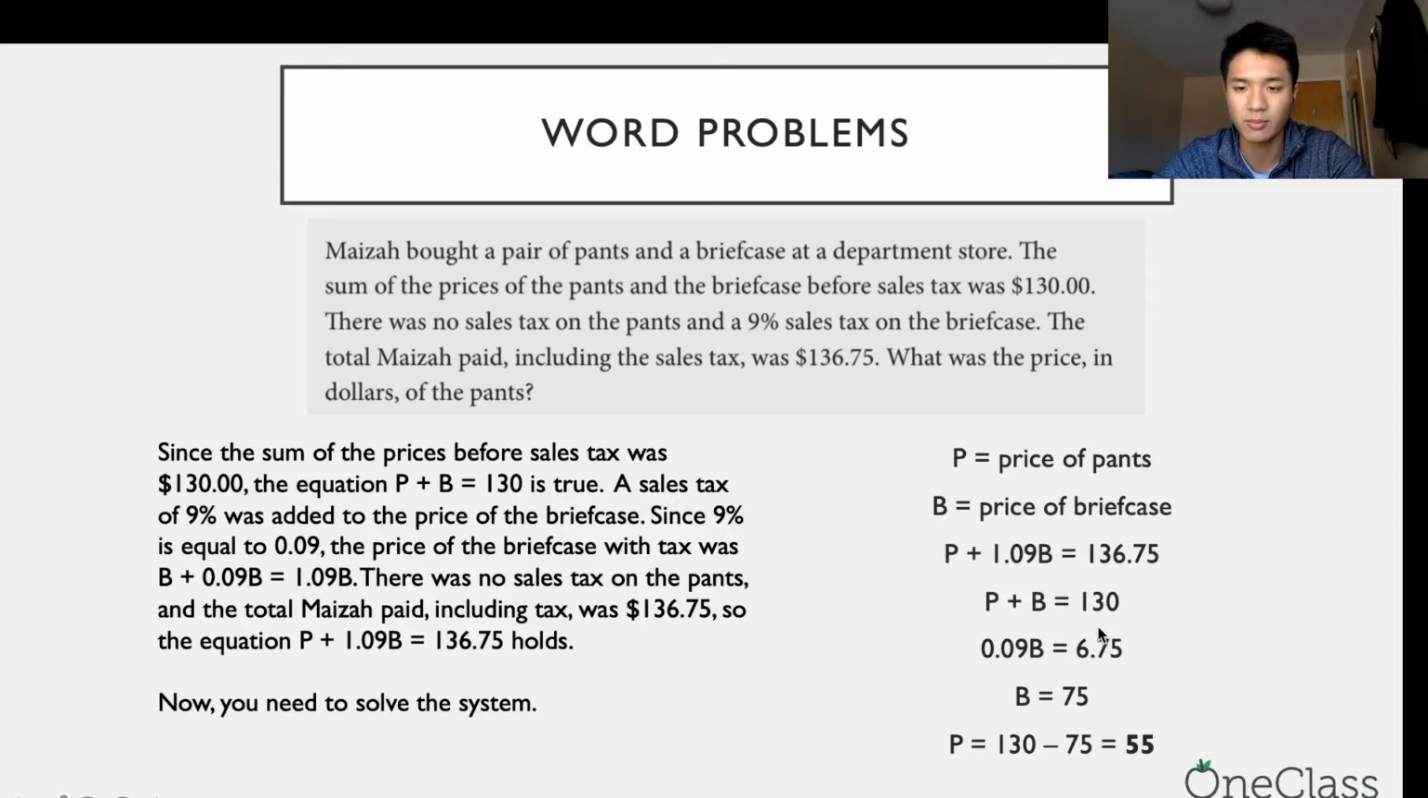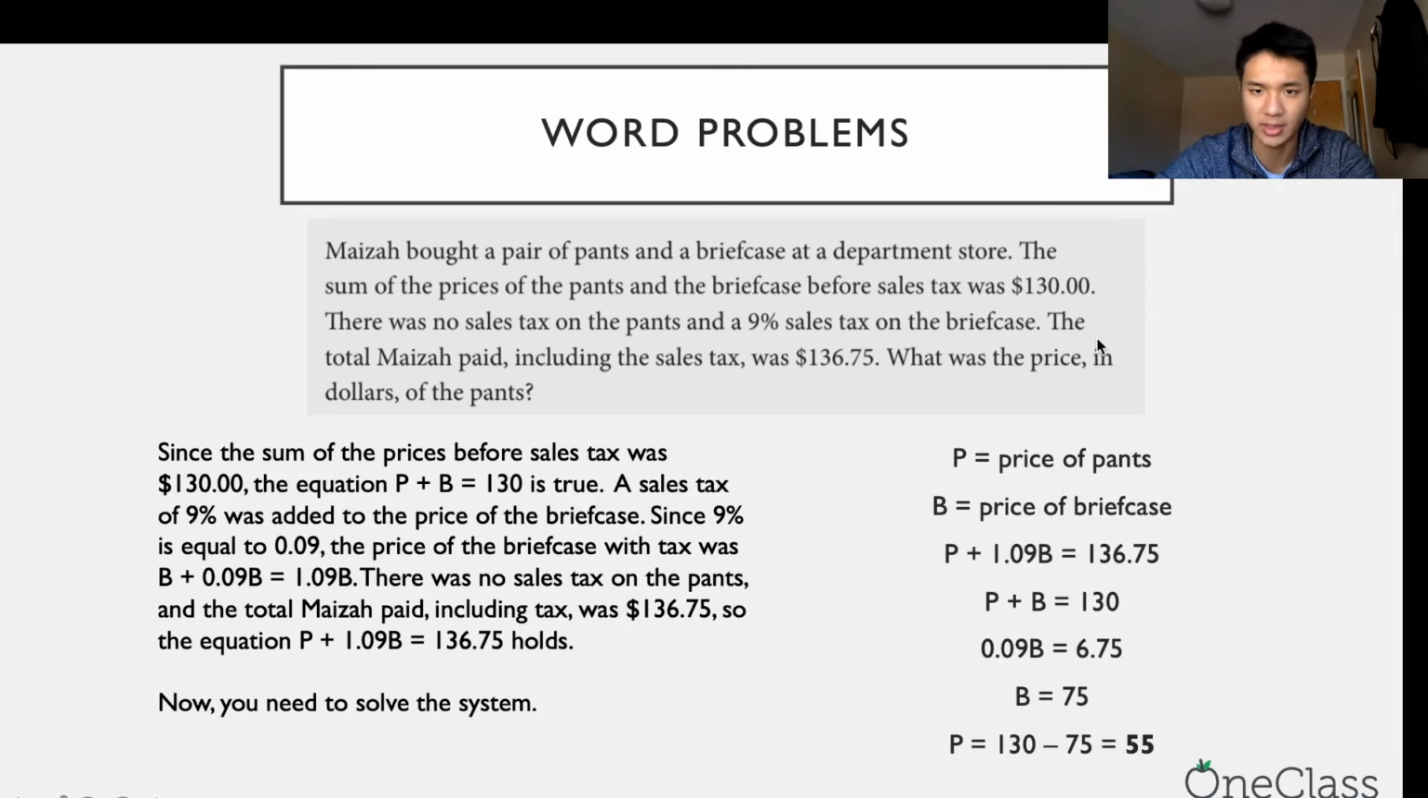For us, it's probably easiest just to do elimination, and the reason is that we can eliminate P immediately by subtracting the second equation from the first equation. So P minus P is 0, 1.09B minus B is 0.09B, and 136.75 minus 130 is equal to 6.75. Putting that together, we get 0.09B equals 6.75, or B equals 75.